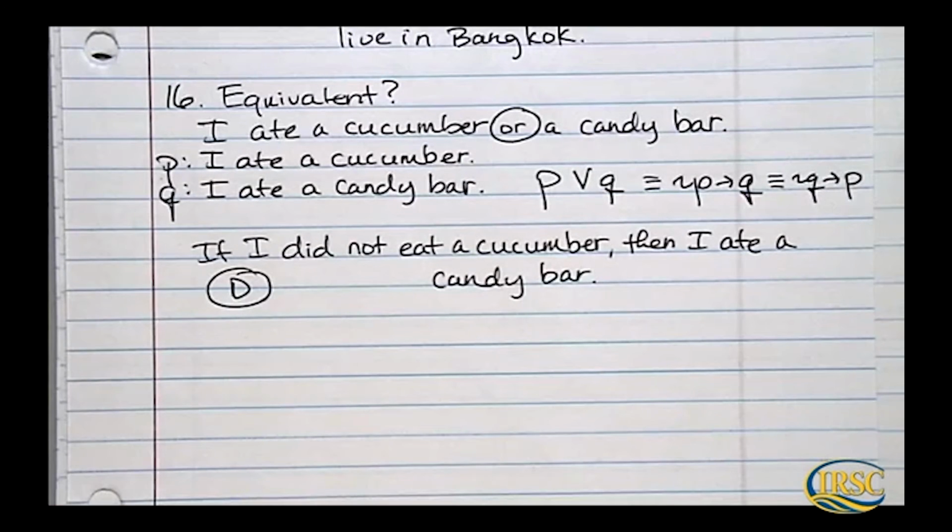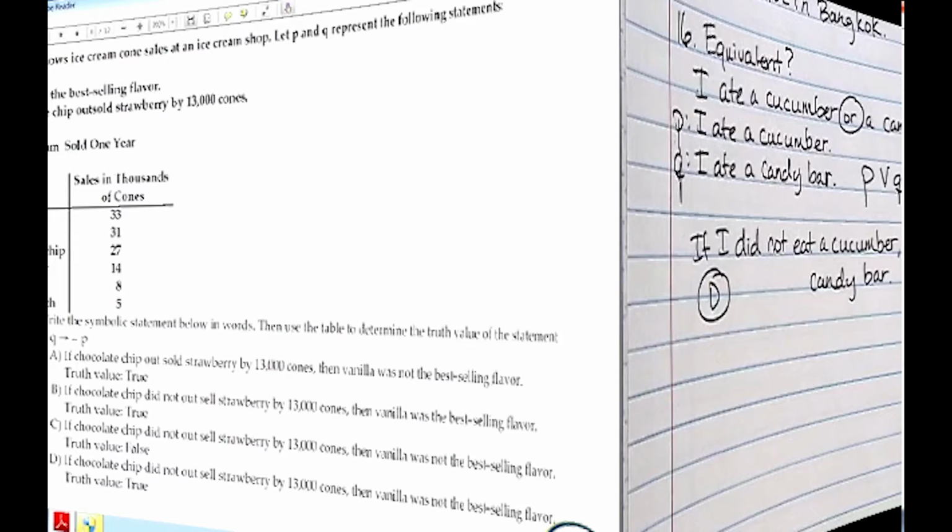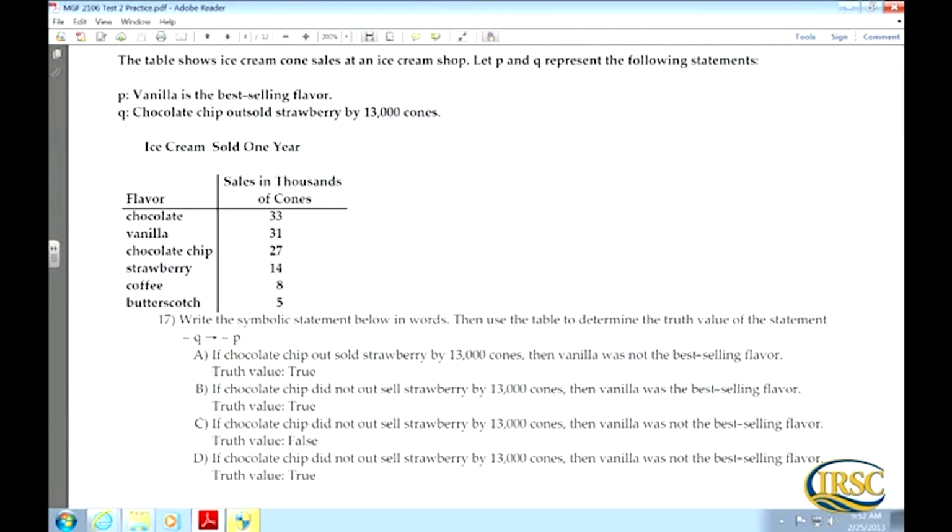Okay, for number 17, I think I'm going to show that on the screen. And so it says, the table shows ice cream cone sales at an ice cream shop. Let P and Q represent the following statements. P stands for vanilla is the best-selling flavor. Q stands for chocolate chip outsold strawberry by 13,000 cones. And then it shows you the chart for sales at that ice cream parlor right there.